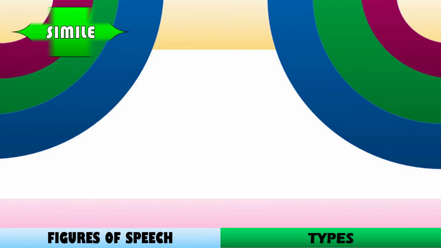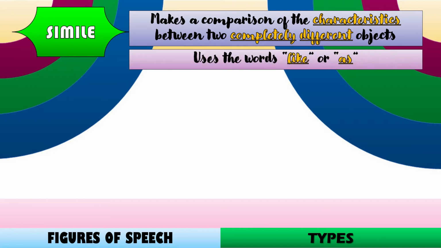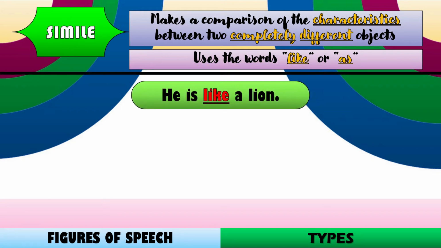First, we have simile. Simile makes a comparison of the characteristics between two completely different objects. It is worth noting that simile uses the words like or as when making comparisons. For example, we have the statement, he is like a lion. When we say that he is like a lion, again, just like what I have mentioned earlier, it's a figure of speech, hence it is not supposed to be taken literally.